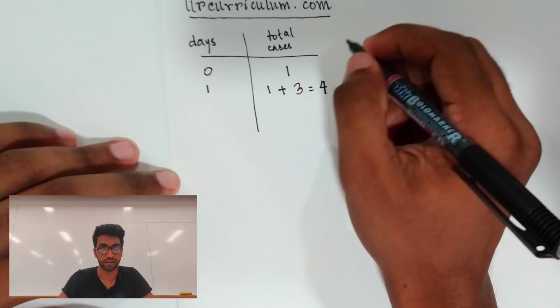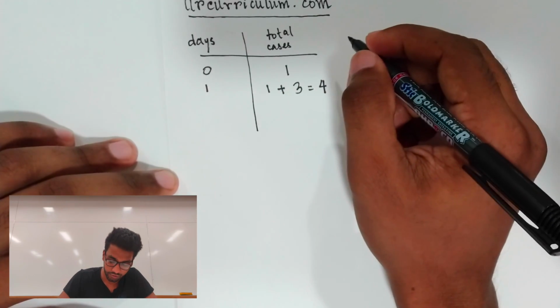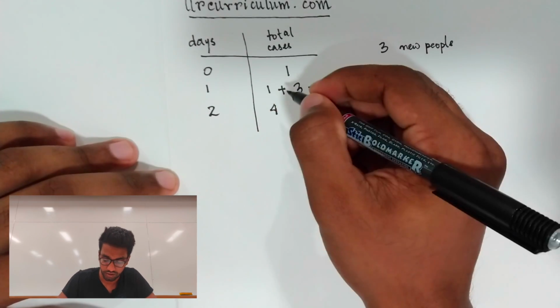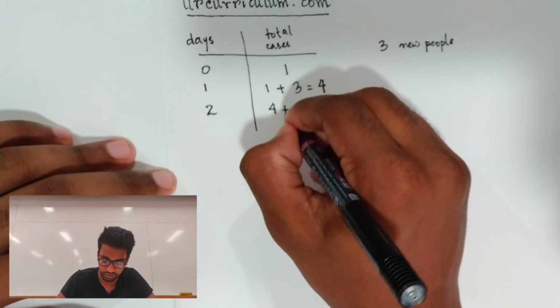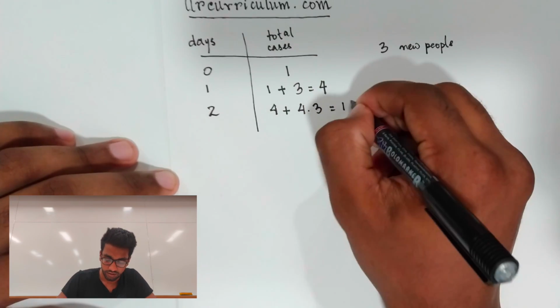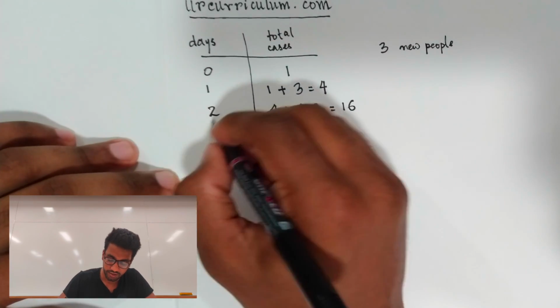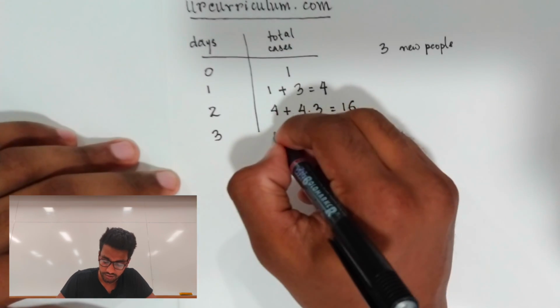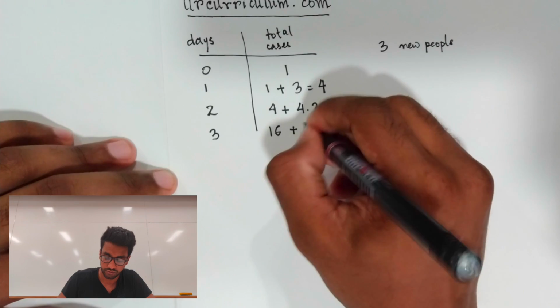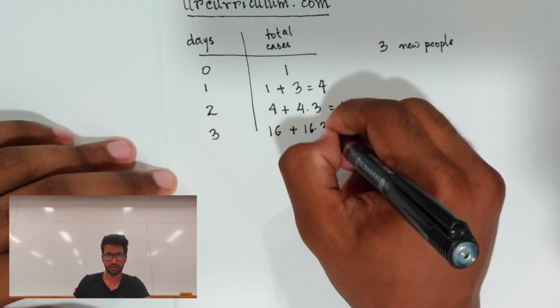Because the virus spreads by contact. At day 2, we'll have 4 people who already had the infection plus the people they meet, which is 4 into 3, and this is 16. We'll do one more. At day 3, we'll have 16 plus the new people they meet, and this makes it 64. And I think we're all noticing a pattern here.